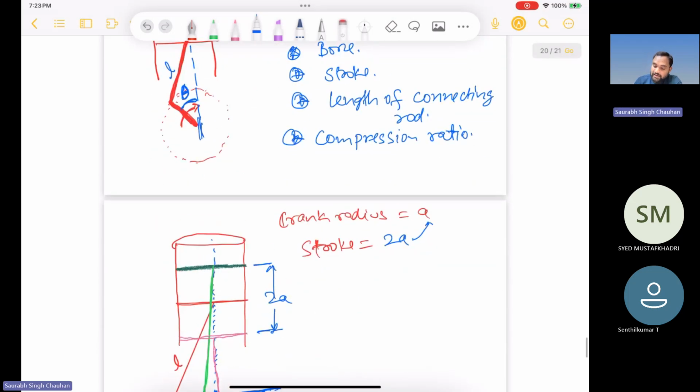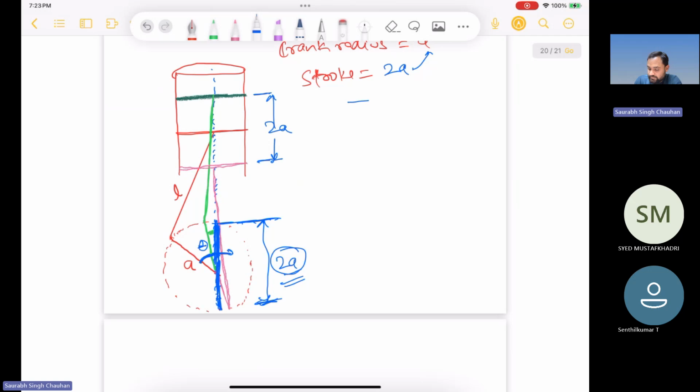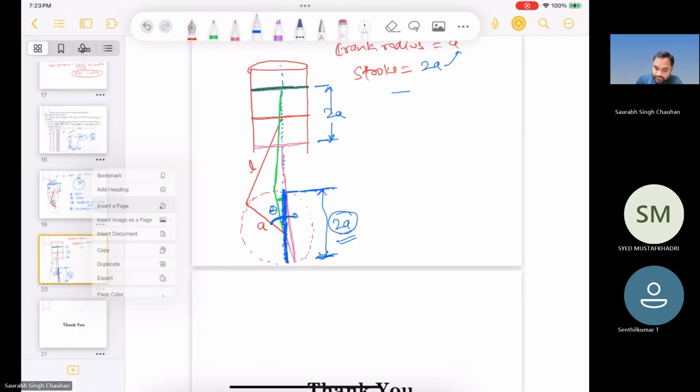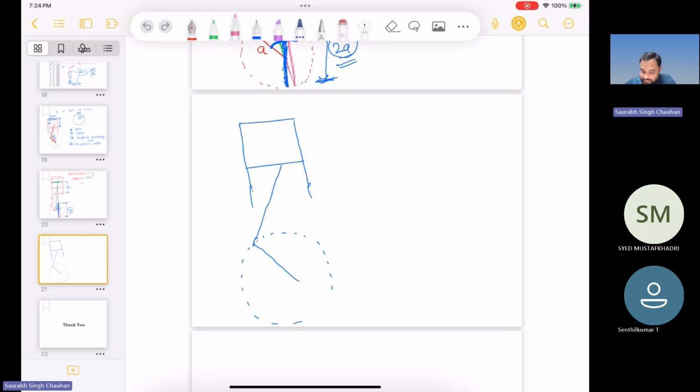Okay, and what we need, let me add another page. This is some imaginary line. I'm sorry, it is not very symmetric. Let me try again. Okay, this angle is theta, this is A, and the length of connecting rod is L. So you can calculate this distance, right? Let us say this is S.